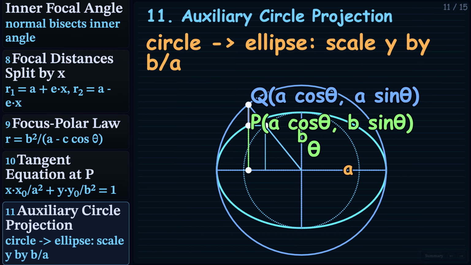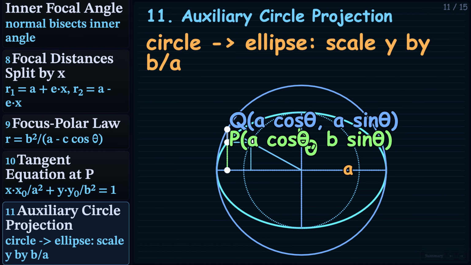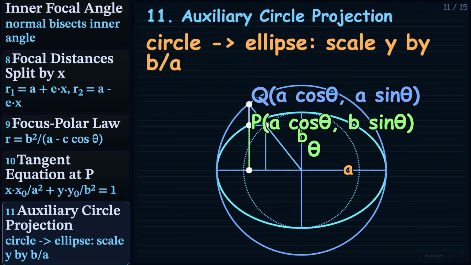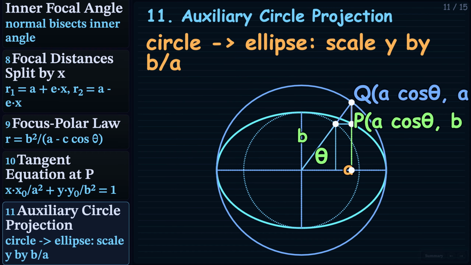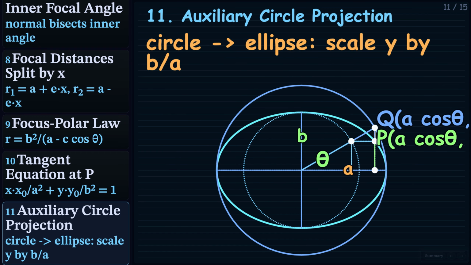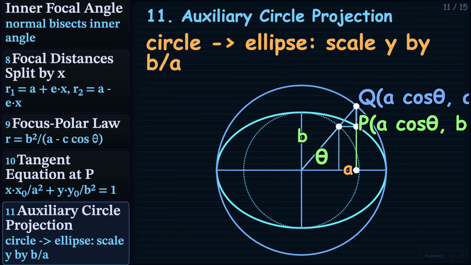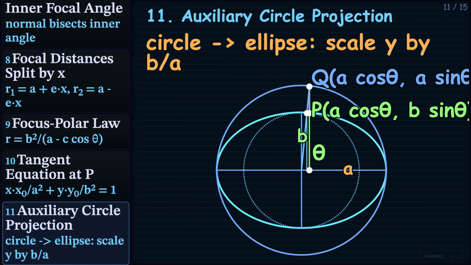Number 11 out of 15. Auxiliary circle projection. Circle to ellipse means keep x and scale y by b over a. Proof hint. Start from Q equals a cosine theta, a sine theta on the auxiliary circle, then project to P equals a cosine theta, b sine theta.